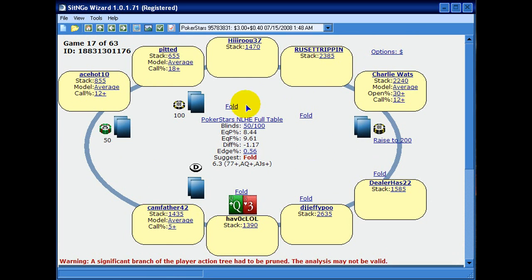So here we have a very easy situation. A donkey raises to 2 big blinds, or mini raises it, from MP1, and intuitively we know that Queen 3 offsuit is not good enough to make a repush.